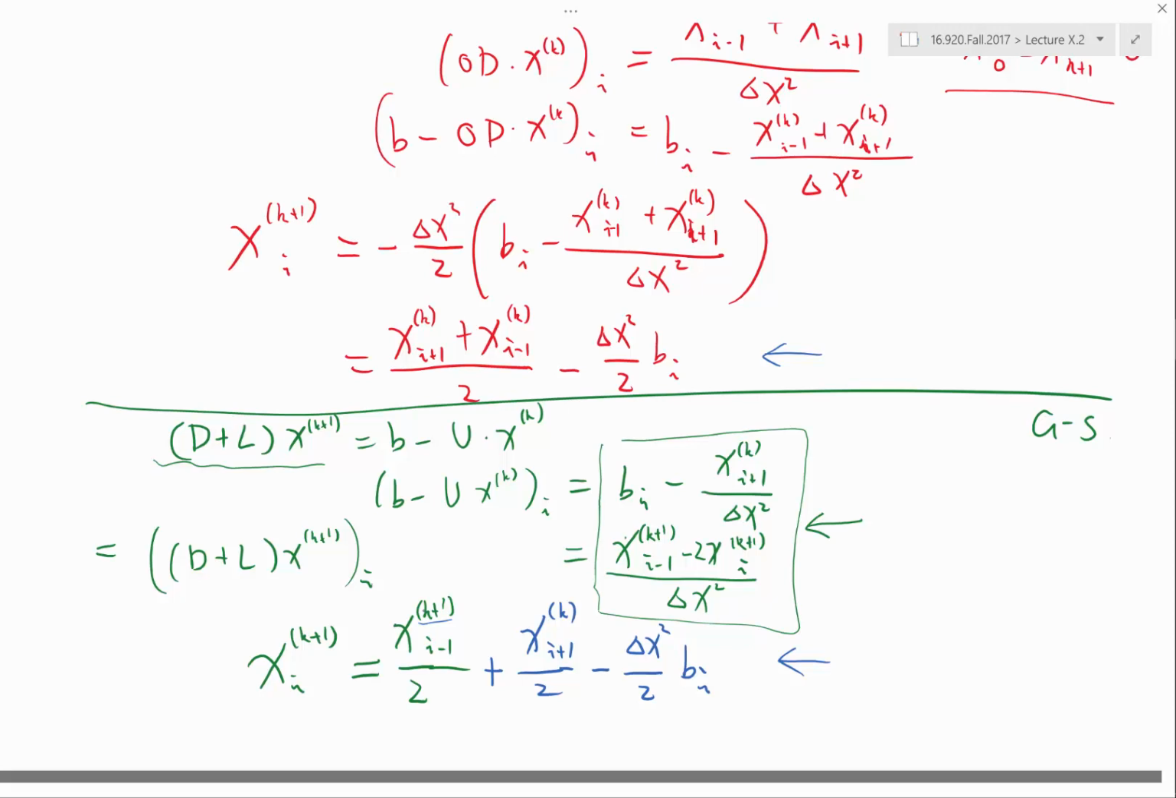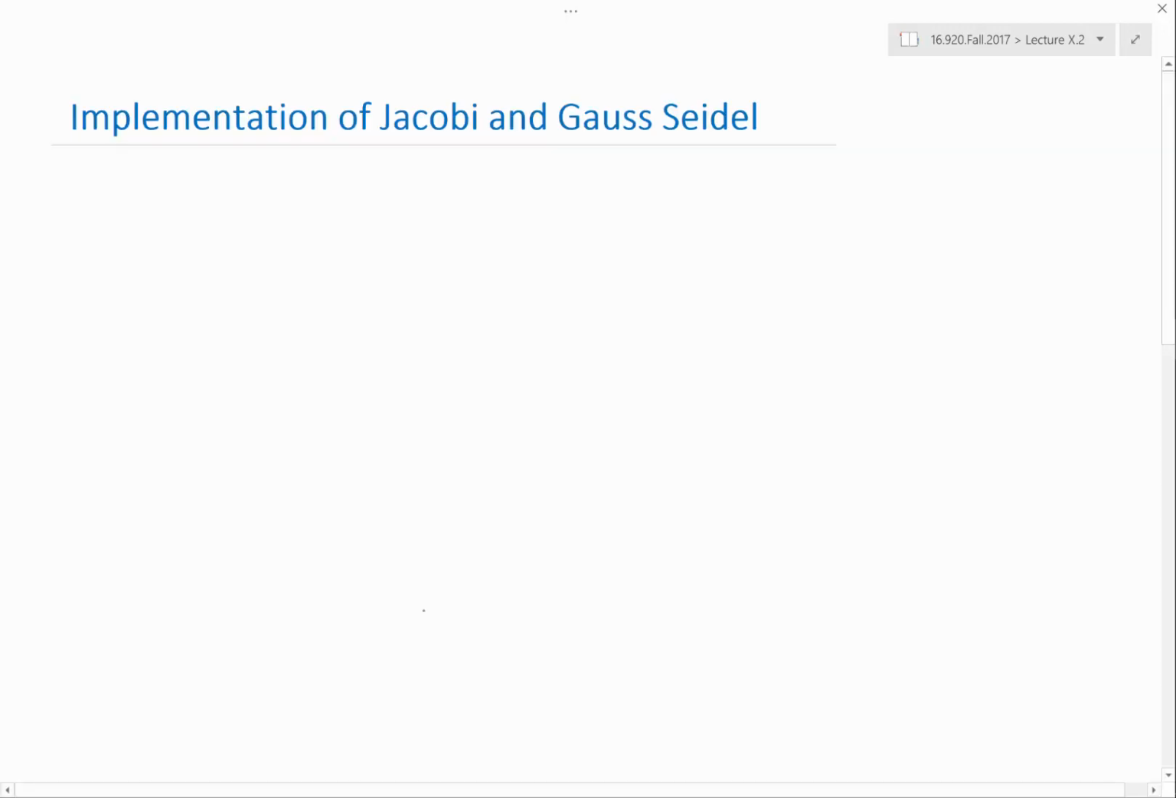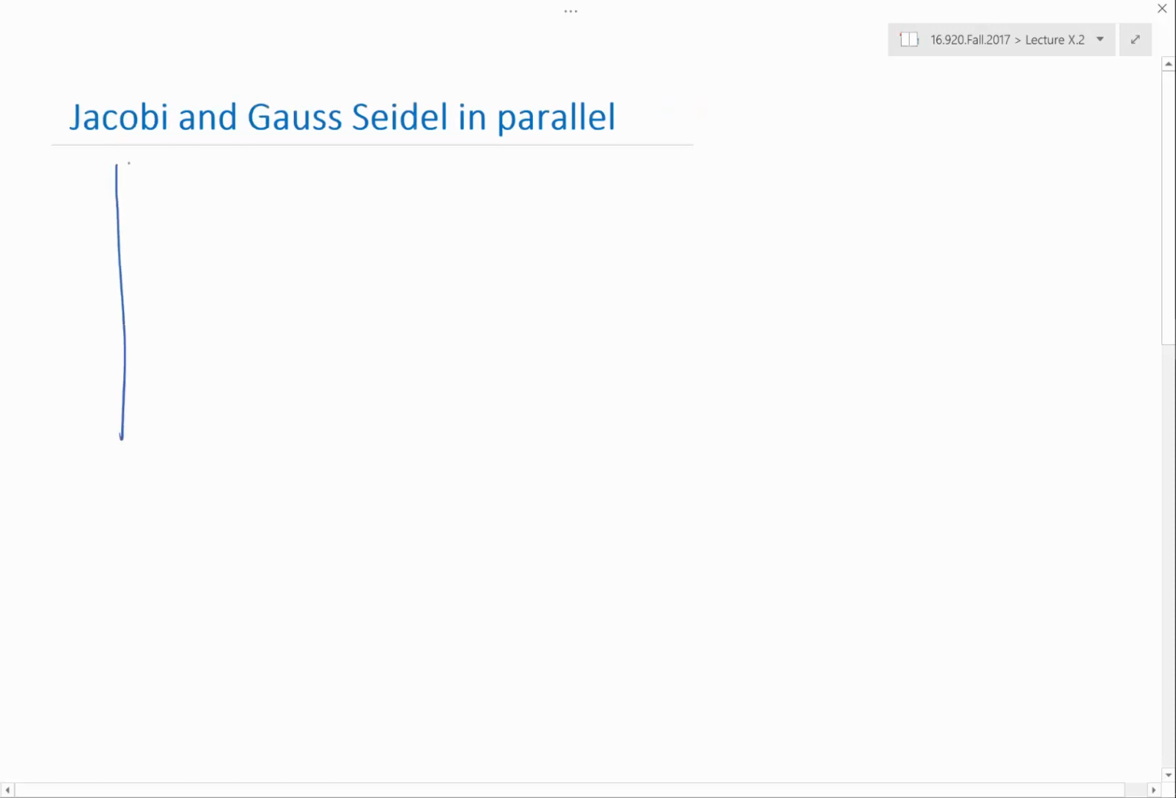This seems to be a small difference, but this difference turned out to be quite important when you are evaluating the iterations in parallel. So to explain that difference, I think it's first important to say a little bit of how you usually compute things in parallel.